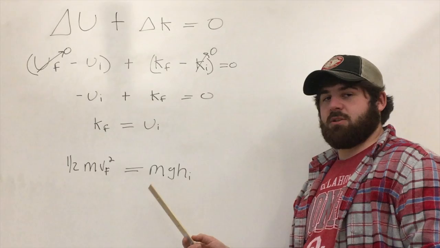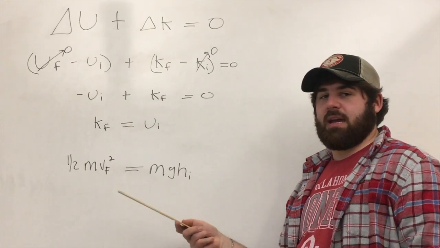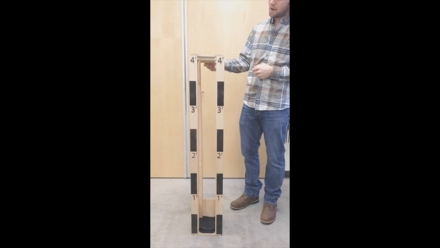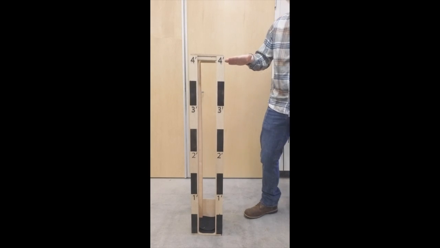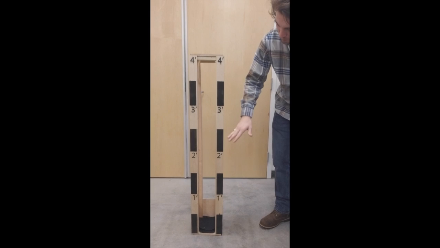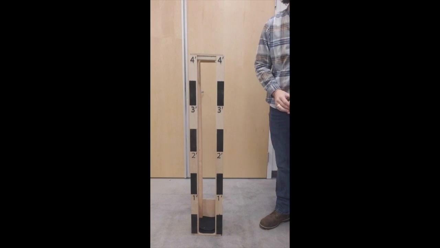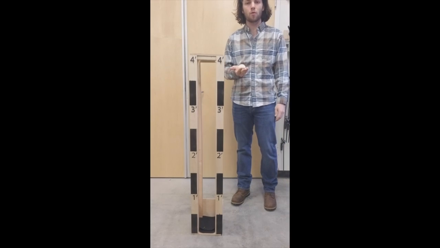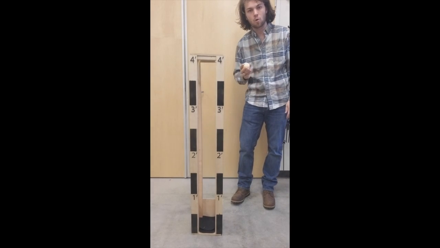Now we can prove this relationship by dropping the cue ball from different heights. How we're going to do that is we built this nifty little tower. So how it works is it's got rulers, as you can see, at 4 foot, 3 foot, 2 foot, and 1 foot. What we're going to be doing is we're going to be dropping this cue ball. It has a mass of 0.17 kilograms or 6 ounces.